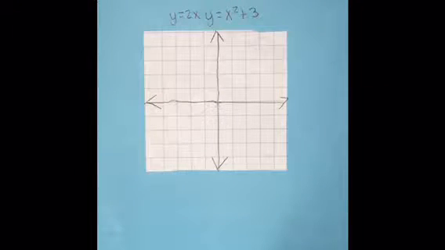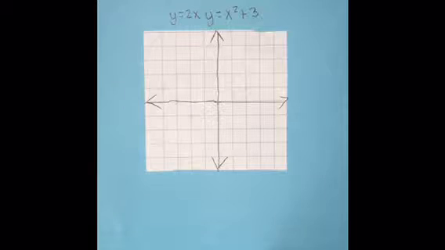For our first example of solving quadratic and linear systems, our system is the linear function y equals 2x and the quadratic function y equals x squared plus 3. I'm going to graph both of these functions and see where they intersect. The point or points of intersection are going to be our solutions, or if they don't intersect at all, that would mean that there is no solution to this system.